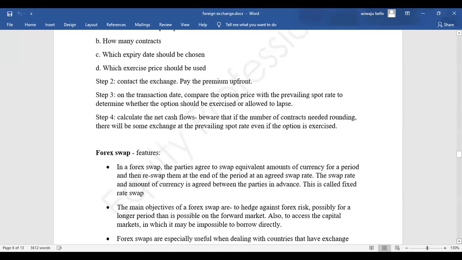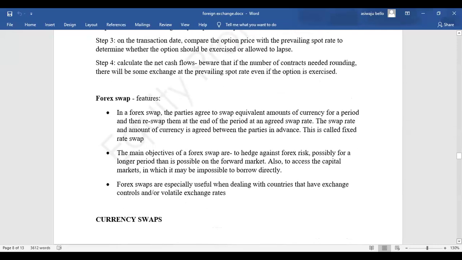These are the steps involved. And lastly, we talk about currency swap.